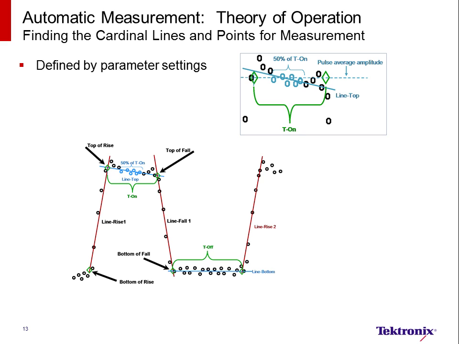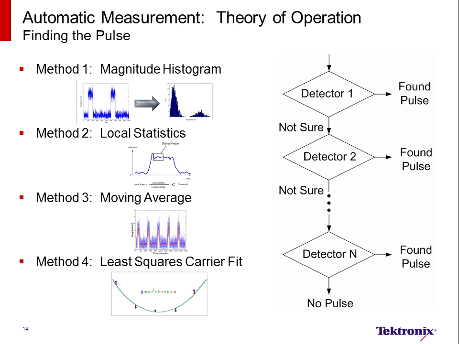For example, the T-on time is defined as a period between the intersection points of the line top. Finding a pulse can be algorithm intensive, especially if testing is performed over a wide amplitude range. When the pulses are at a lower power, noise makes the determination of the cardinal points difficult. The basic trade-off between the various detection algorithms is the reliability of detection versus the speed of the algorithm.